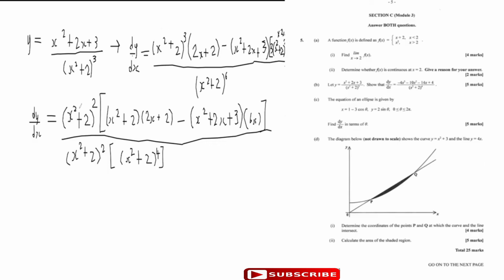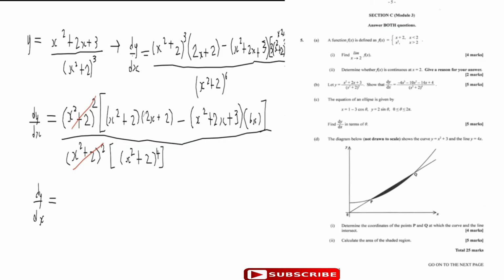Alright, and so what happened? Then this (x squared plus 2) all squared cancels. Those cancel each other. And so what I'm left with now is dy/dx, and this is now going to be equal to... let's expand out this numerator.